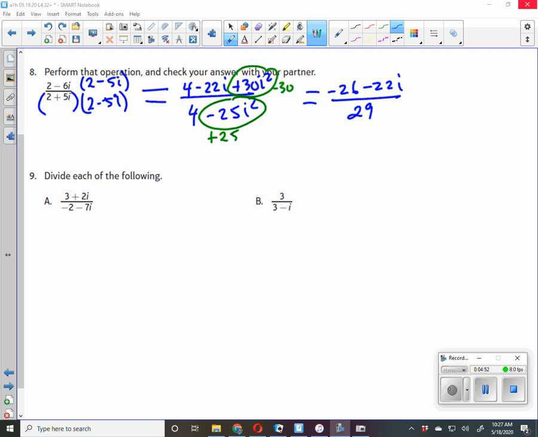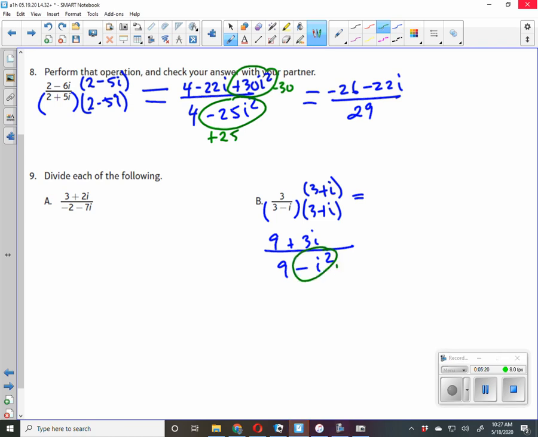Let's do B together. I think B is a little bit easier to do. So we're multiplying the denominator by 3 plus i, and 3 plus i, right? So when we multiply, my denominator here becomes 9 minus i squared. My numerator becomes 9 plus 3i. We know that that becomes plus 1. So we have 10 in the denominator and 9 plus 3i in the numerator. That's the process. Now, if you want to watch it, we'll go ahead and work A.